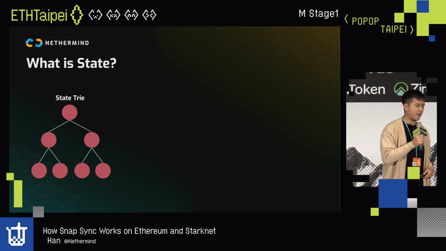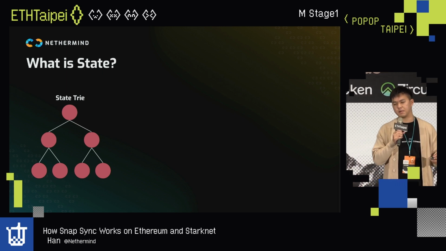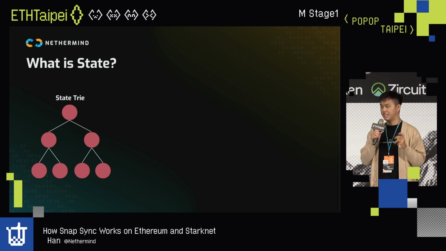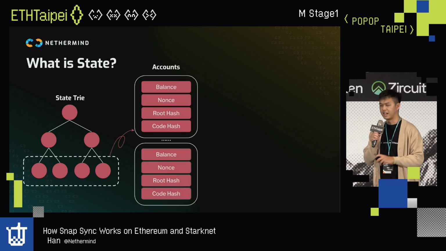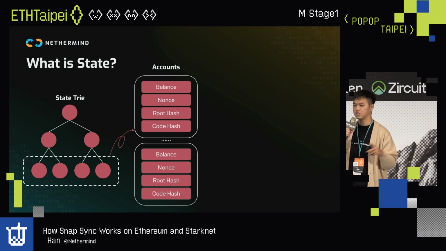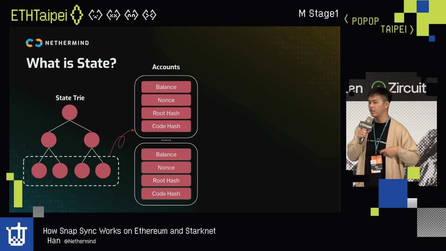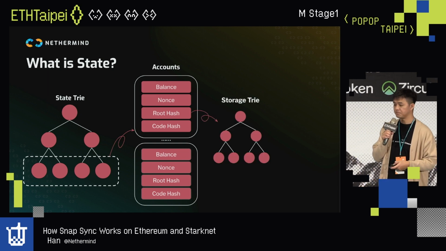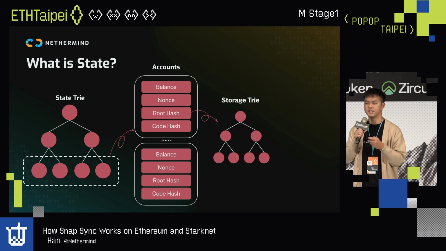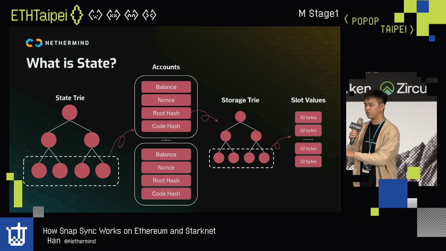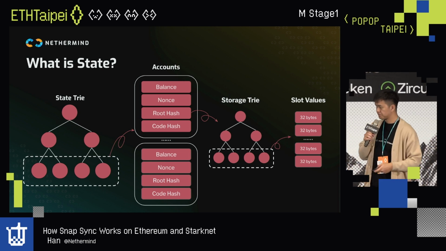So you start off by having the state trie, or other people may call it the account trie. In the leaves of the state trie, you would get all of the accounts. An account contains balance, nonce, root hash, and code hash. And for each contract account, you would get the storage trie, right? The leaves of this storage trie contain all of the slot values, 32 raw bytes, right? So this is how a state is being represented.